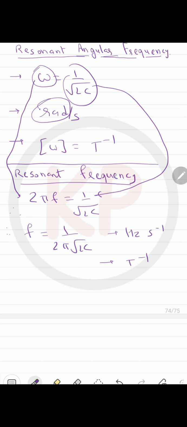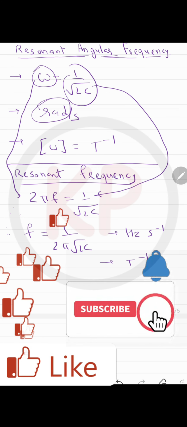So this was all about all the units and dimensional formulas of chapter number 7, AC circuits. I hope you understood. Thanks a lot. All the best for your exams.